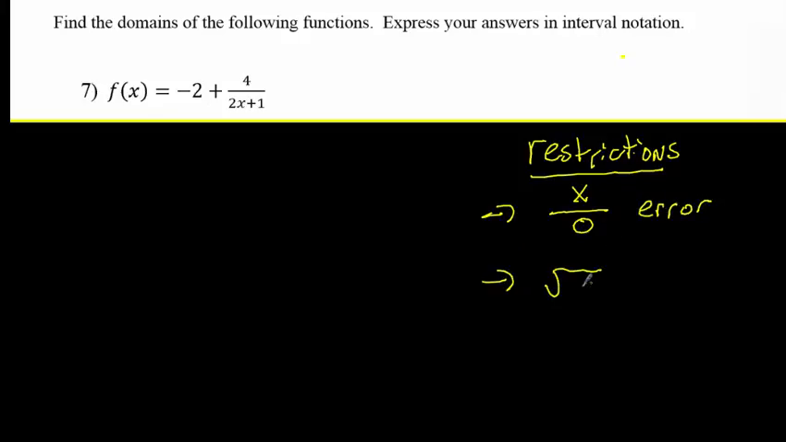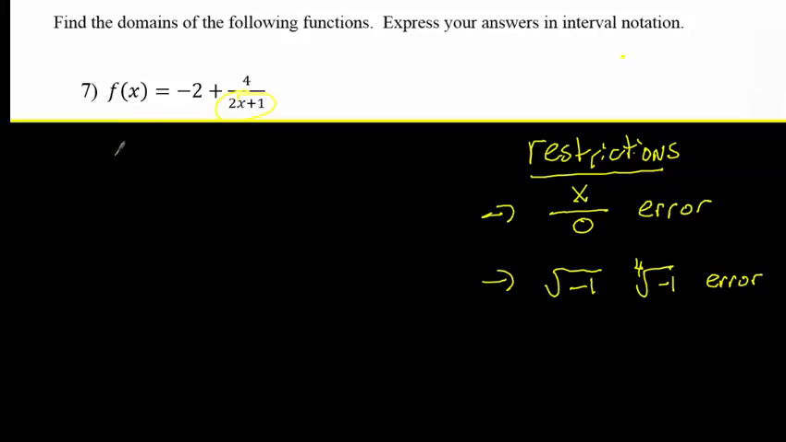And I also know that I can't have a negative inside a square root. I can't have a negative inside a fourth root. So either one of those would also give me an error. So unless I have a denominator or a radical, I really don't care. So the only part on this that's going to affect the domain is going to be the denominator here.